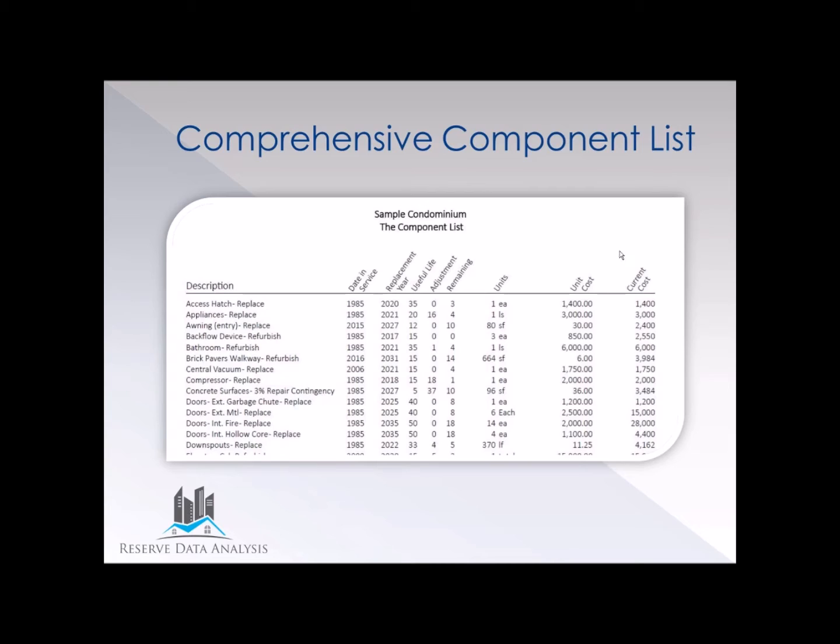Also, in this component list, we're going to show the inventory taken during the site inspection, unit cost, and current cost. So that's the total cost for that component: unit cost multiplied by the number of units.